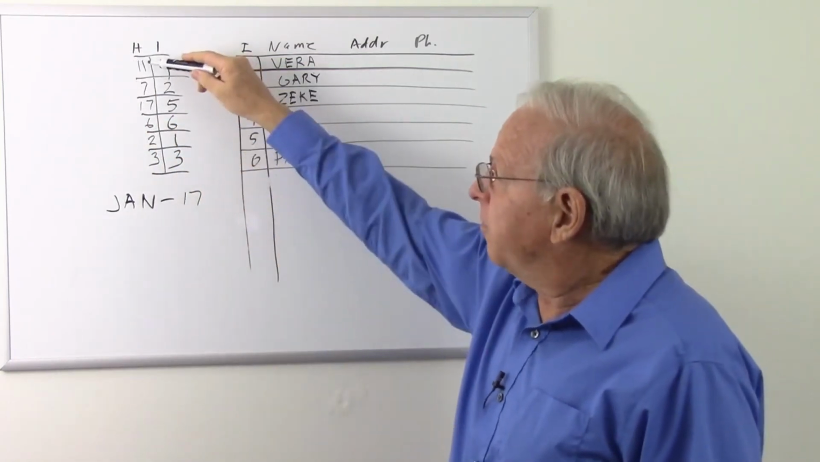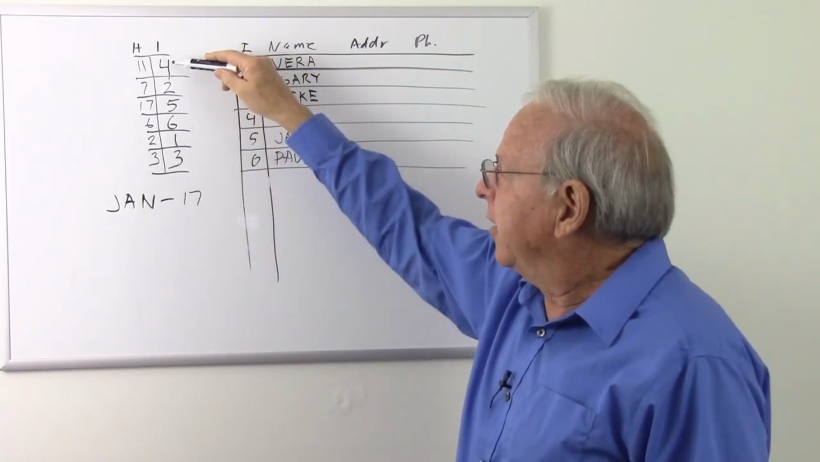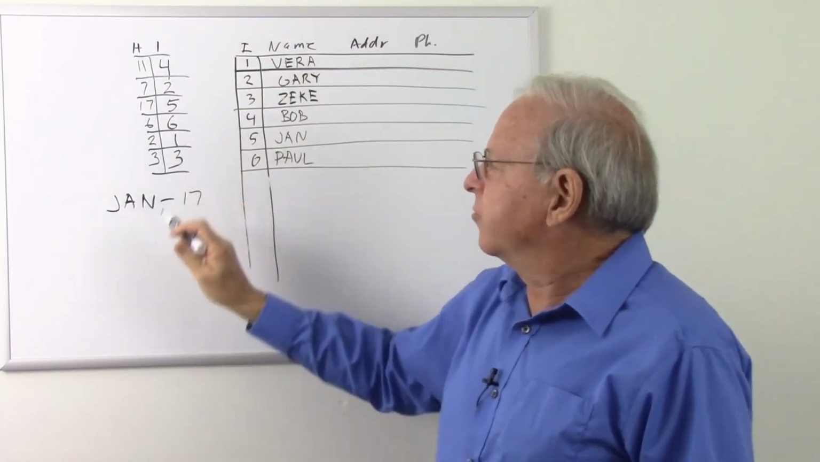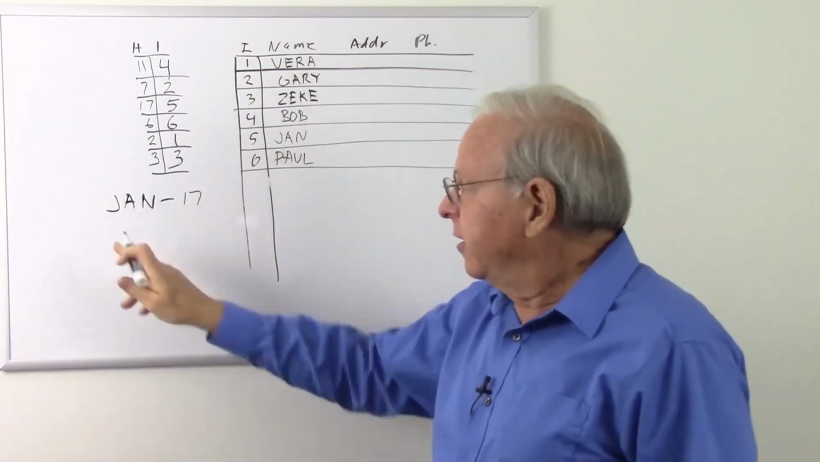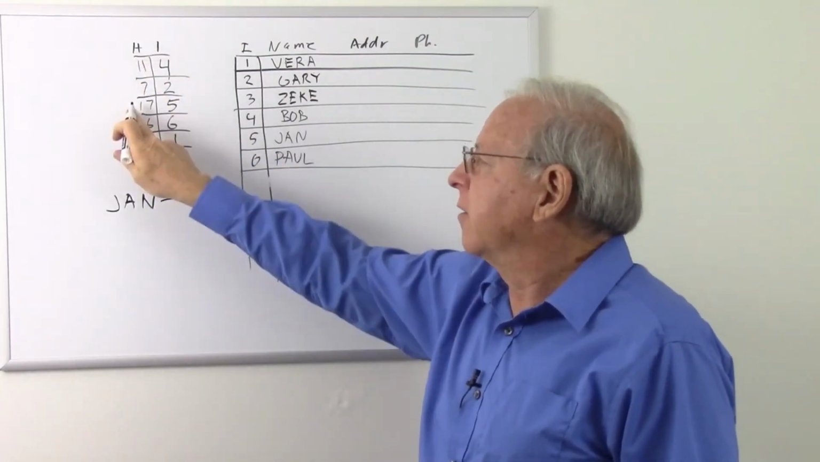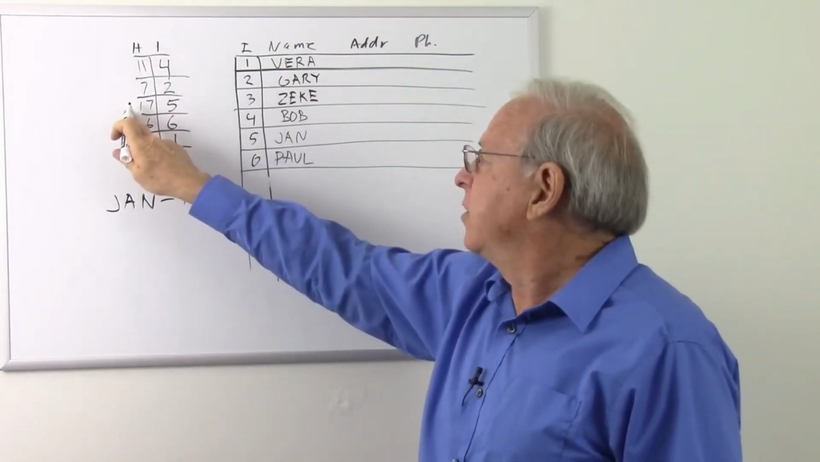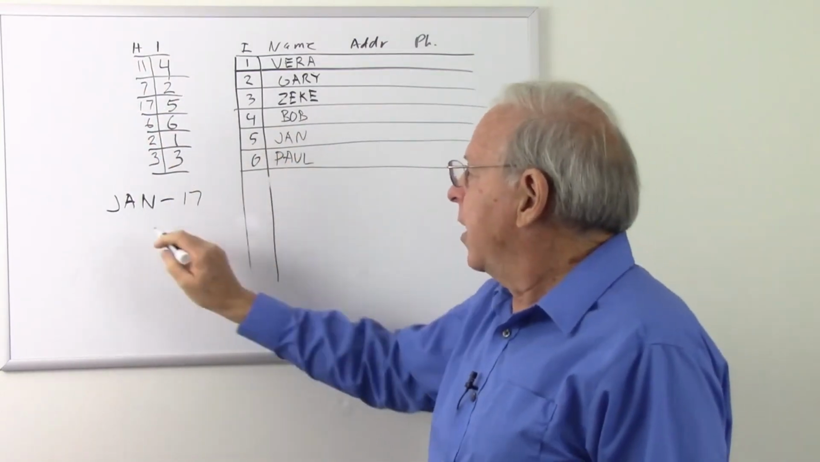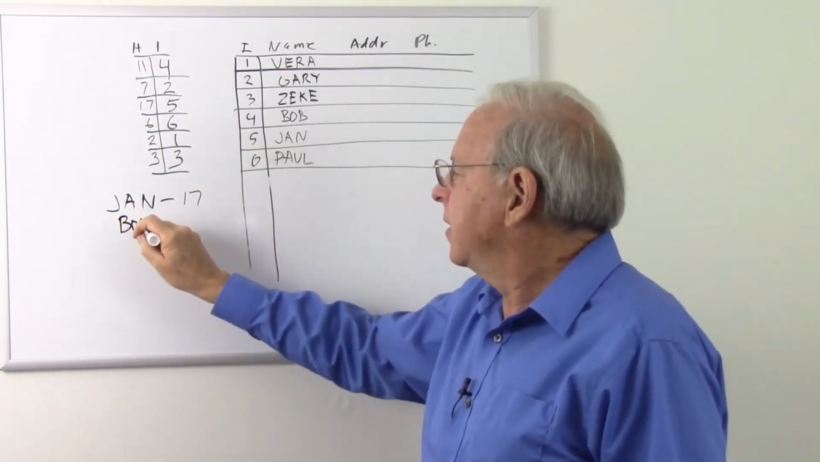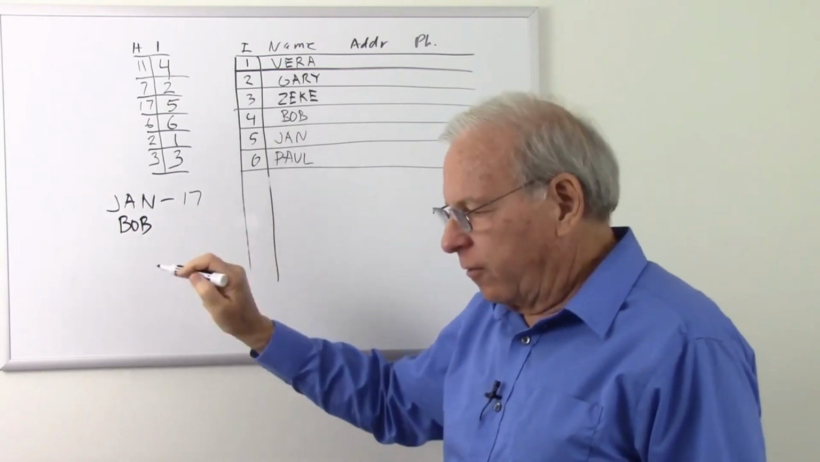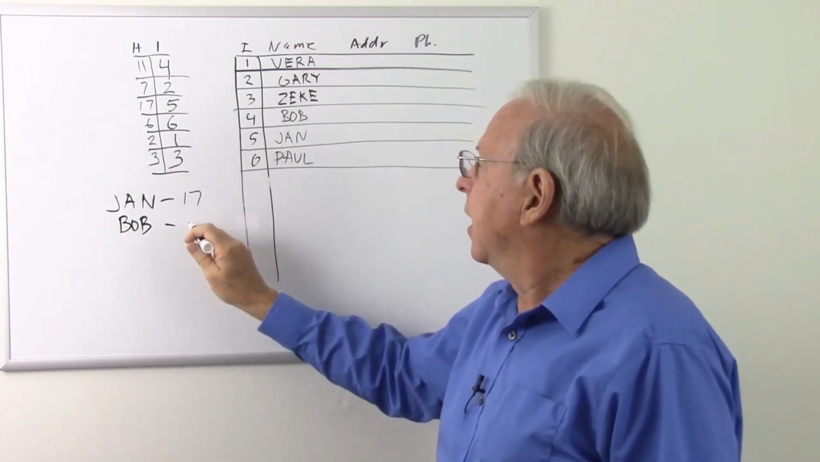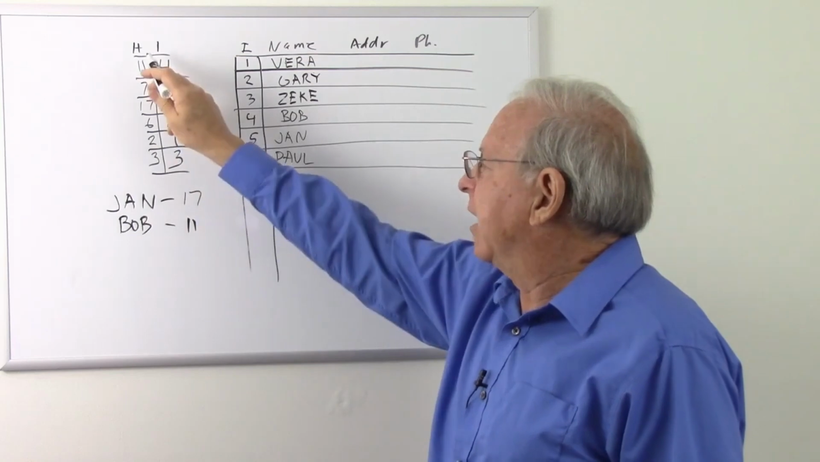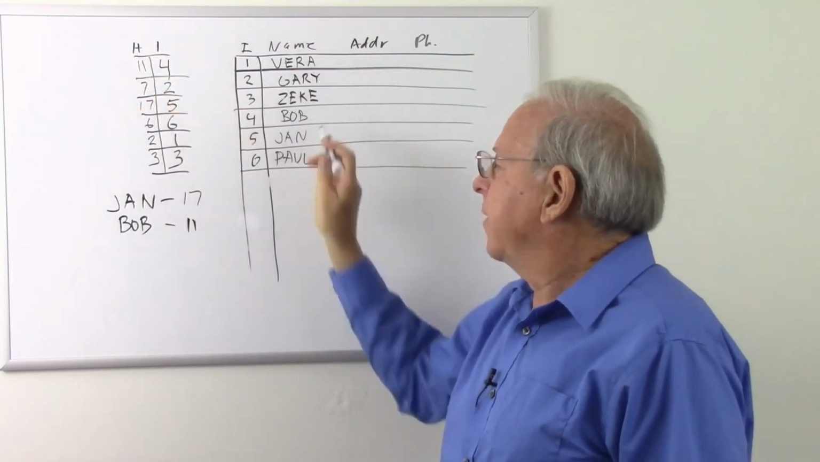So each of these is a pair of a hash and a row number. So Jan is number 17 again: I type in Jan, hash it to 17, go down and find 17. 17 is row 5 is Jan. Great. Now let's look for Bob. Run Bob through the hash algorithm. That gives me an 11. So I go to the hash table, find 11, that's row 4, that's Bob.